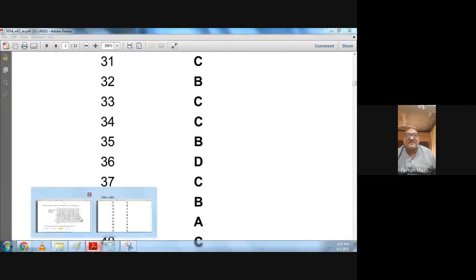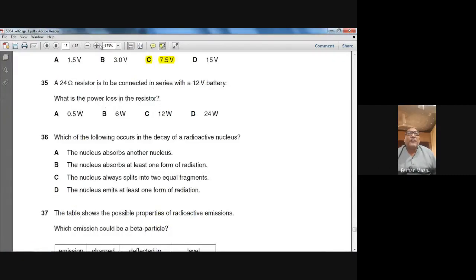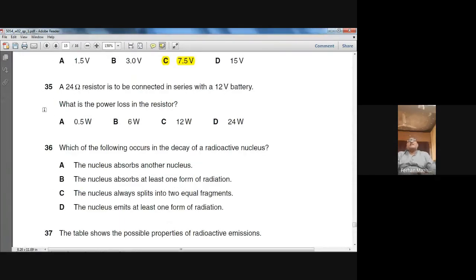Do you understand this? Yes, sir. Okay, so next question. A 24 ohm resistor is to be connected in series with a 12-volt battery. What is the power loss in the resistor? First of all, I need to find the current. Let me show you. V equals IR, so I will be V divided by R. The voltage from the battery is 12 volt and the resistance is 24 ohm, so the I value will be 0.5 ampere.